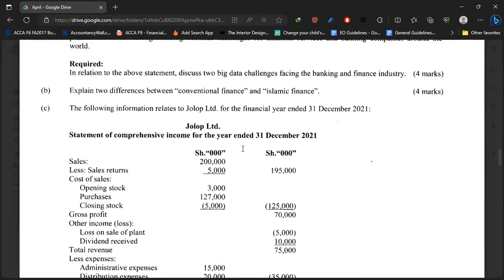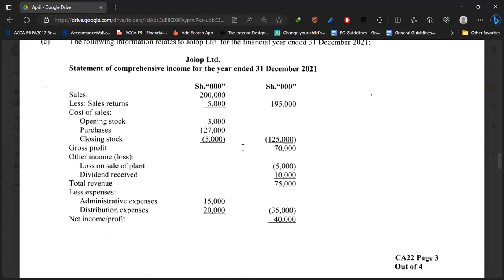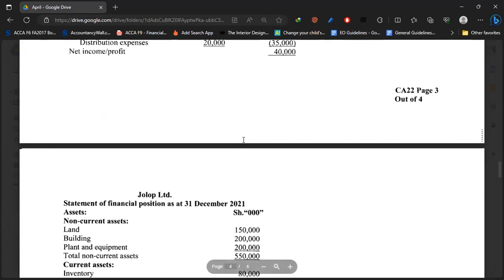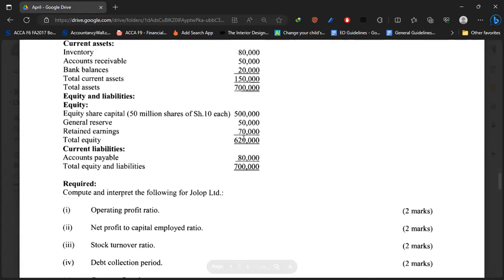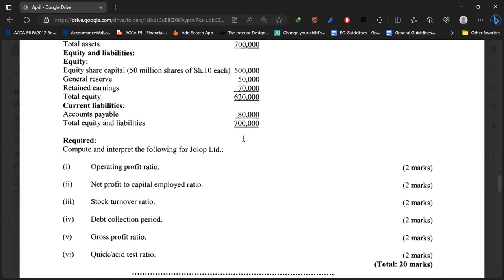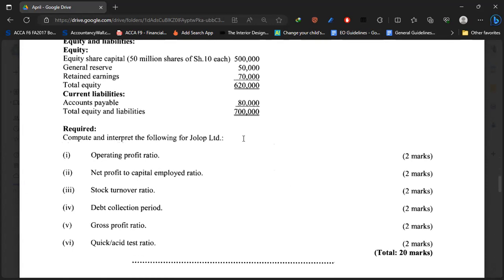The following information relates to Jolop Limited for the financial year ended 4 December 2021. I can see the examiner has provided the income statement, or statement of comprehensive income. Down there, the examiner has given us the statement of the financial position, and then he has gone straight to ask us some questions which we are supposed to answer. One, compute and interpret the following for Jolop Limited.